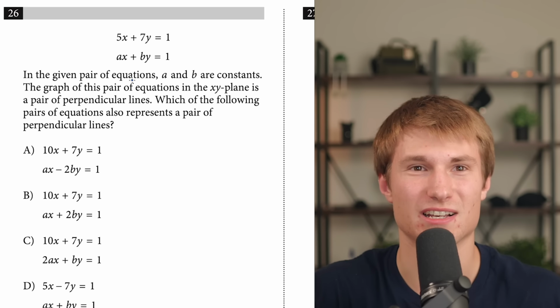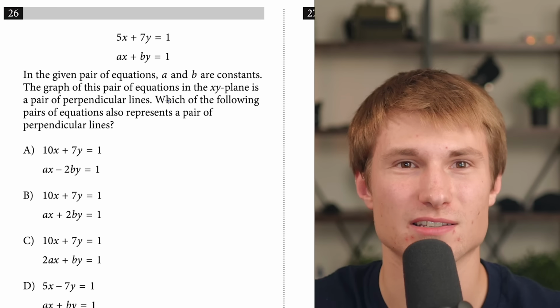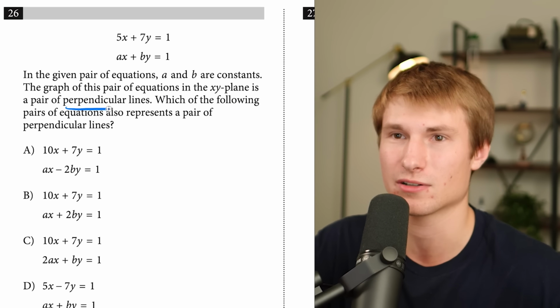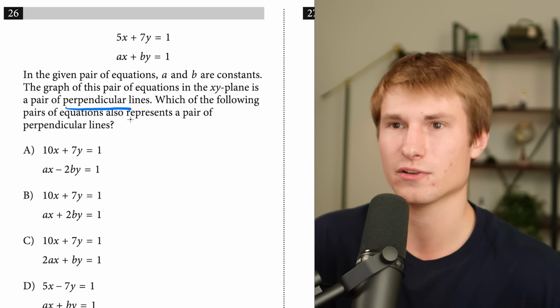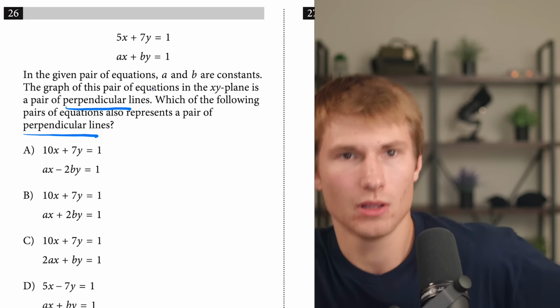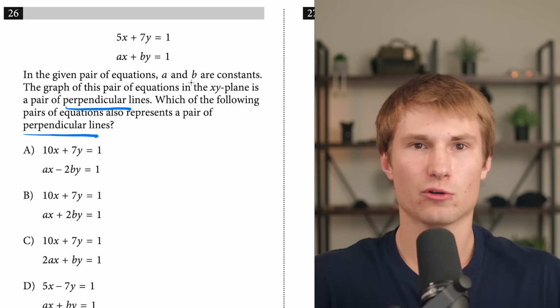Anyways, question 26. In a given pair of equations, A and B are constants. The graph of this pair of equations in the XY plane is a pair of perpendicular lines. Okay, perpendicular, that's good. Which of the following pairs of equations also represents a pair of perpendicular lines? All right. So this first pair of equations is perpendicular.